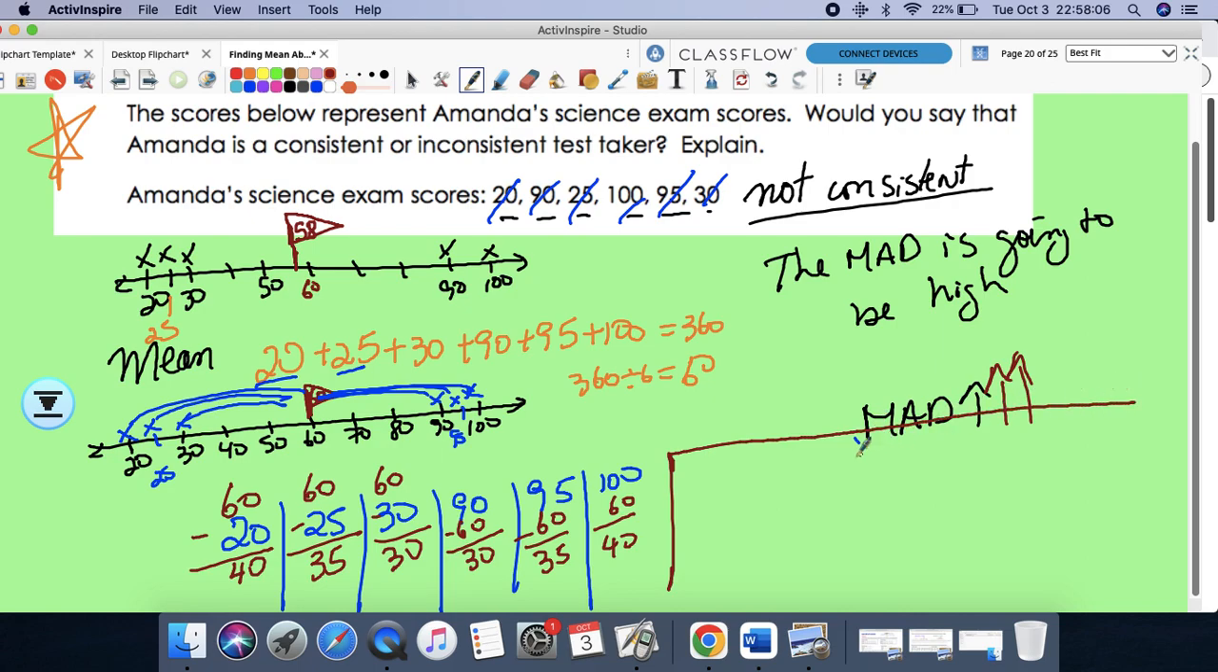So let's find the MAD. So finally we get to find the MAD. To find the MAD, we have to add these numbers. 40 plus 35 plus 30 plus 30 plus 35 plus 40. Let's add them up. Enter. We get 210. I'm going to take 210 divided by 6, and we get 35.